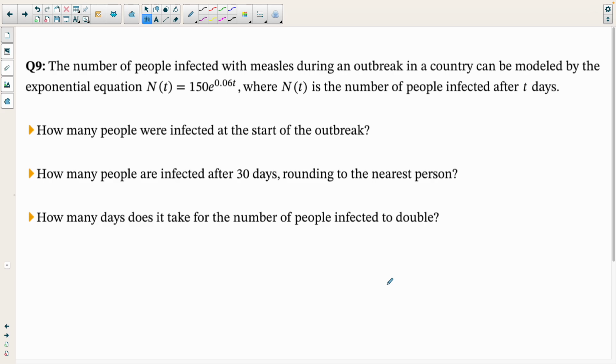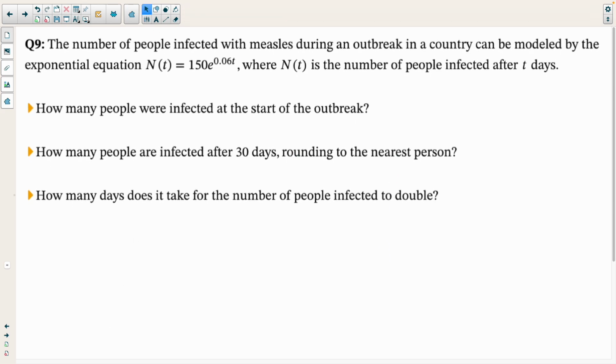All right, so we're going to go right to this last example. All right, so we've got a function here that gives the number of people infected with measles during an outbreak as here n of t equals this, where n of t is the number of people infected after t days. Okay, so the first question is how many people were infected at the start of the outbreak? Okay, so we want what n of t is, so we're evaluating this expression. What do you think t is at the start of the outbreak?